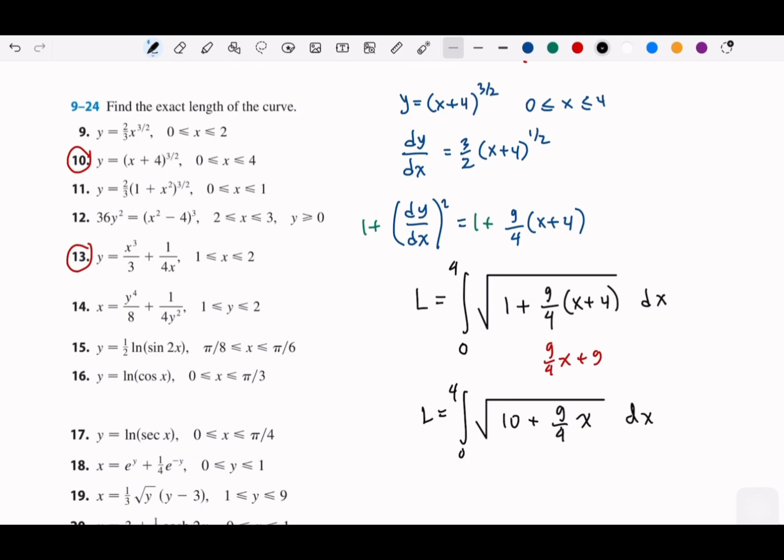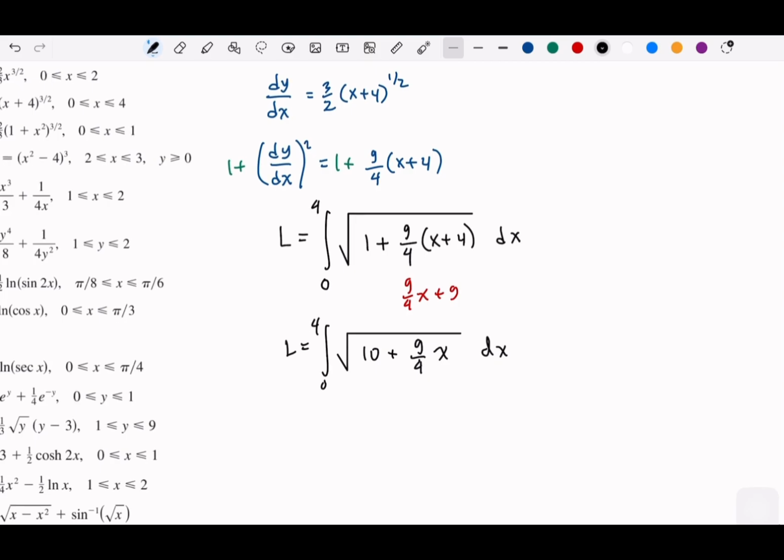I think we can directly integrate, right? Imagine this is 10 plus 9/4 x. If we add 1 to the power, that will be 3/2, so 2/3, and then multiply by 4/9. 2/3 times 4/9 is 8/27, so 8/27.